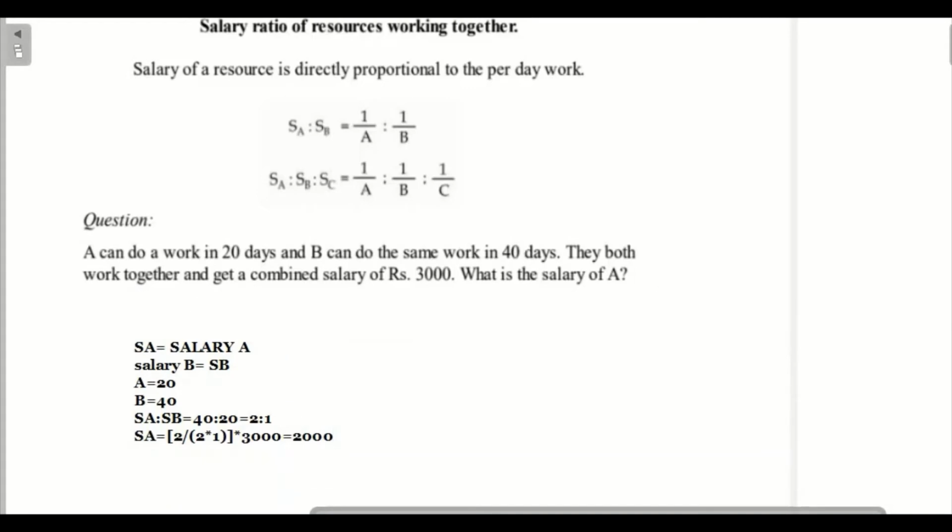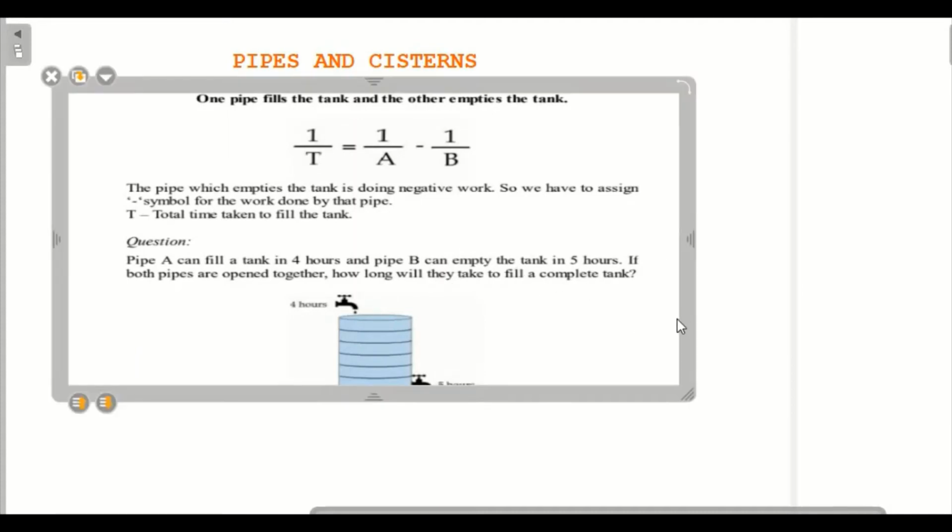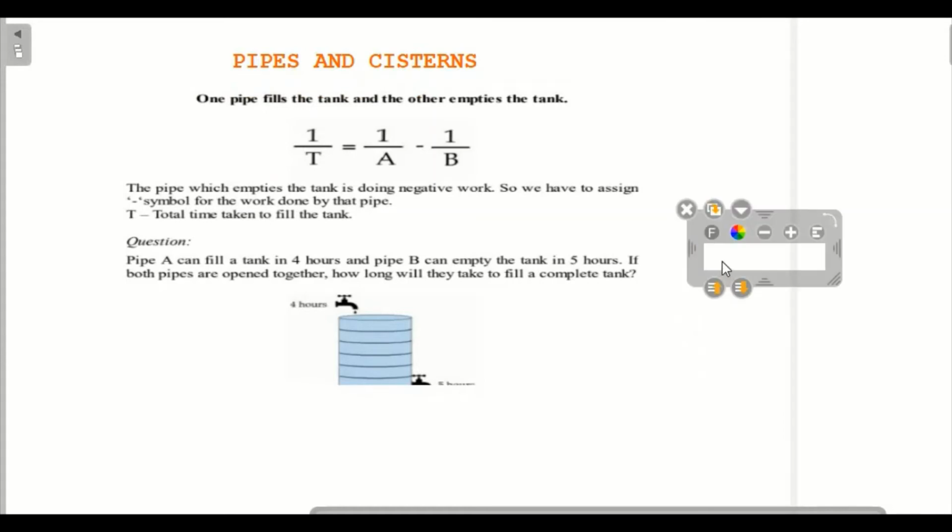Next we are moving to the pipes problem. Here is the first problem: pipe A can fill a tank in 4 hours and pipe B can empty the tank in 5 hours. If both pipes are open together, how long will it take to fill the complete tank? They are asking how long it takes to fill the tank.